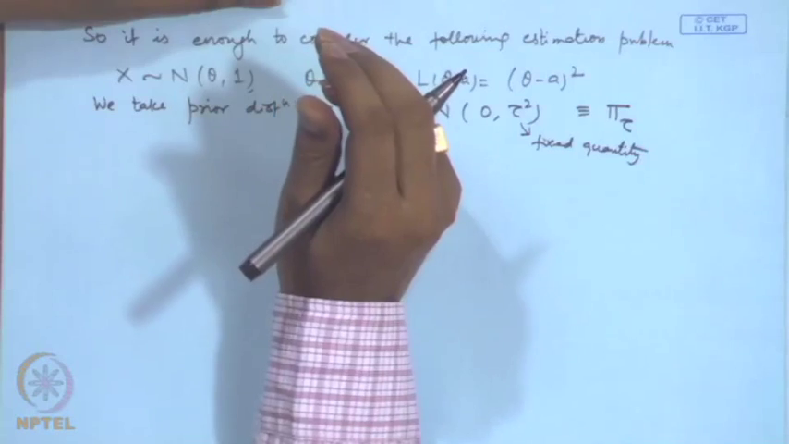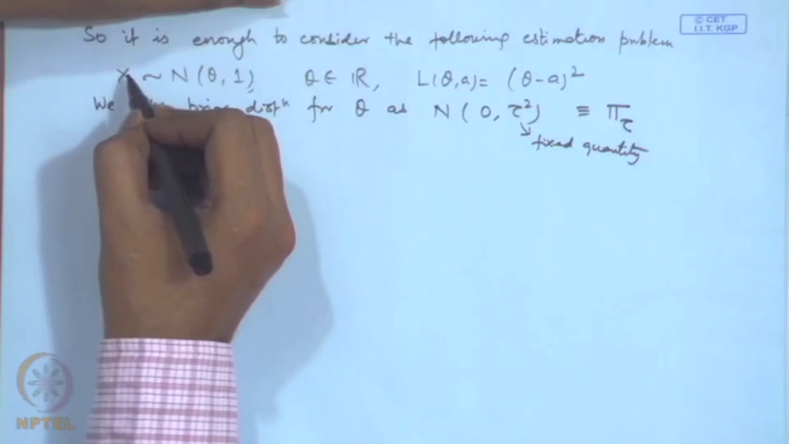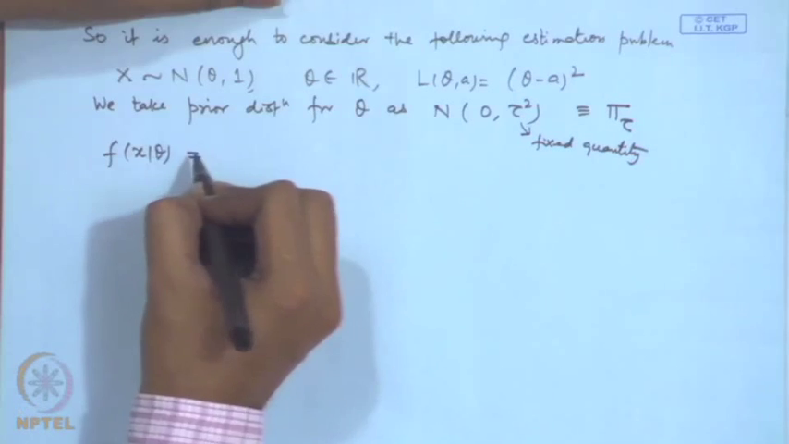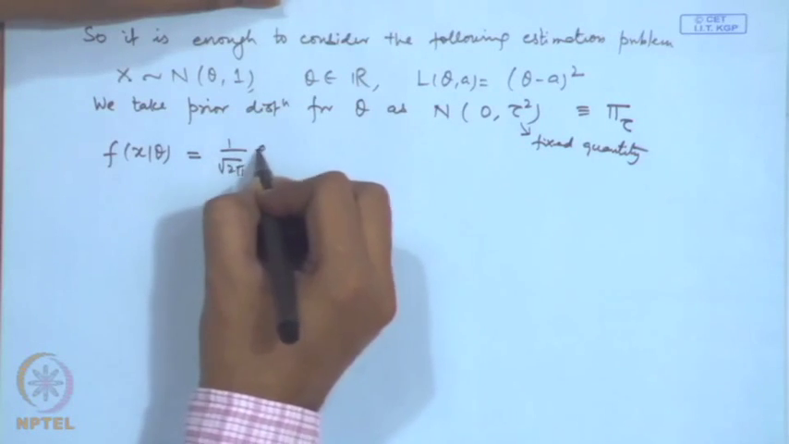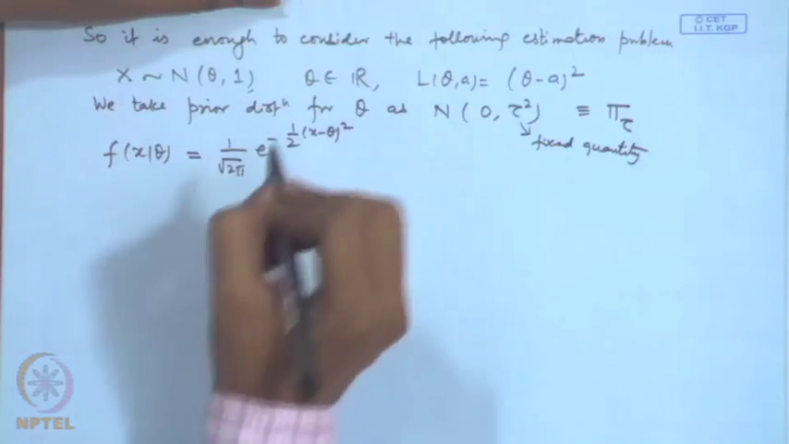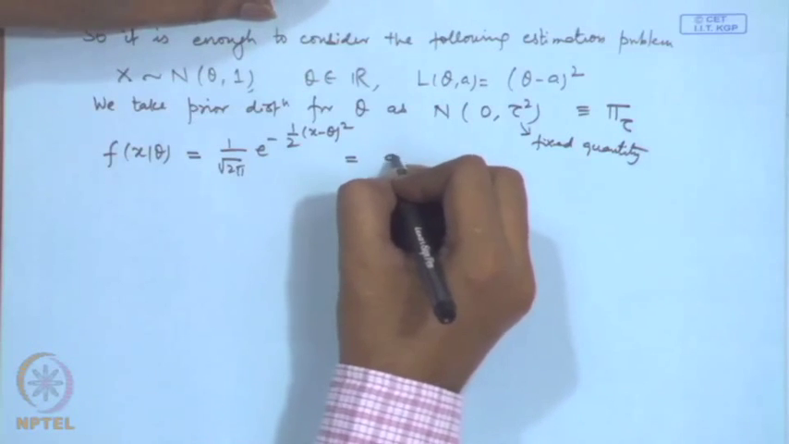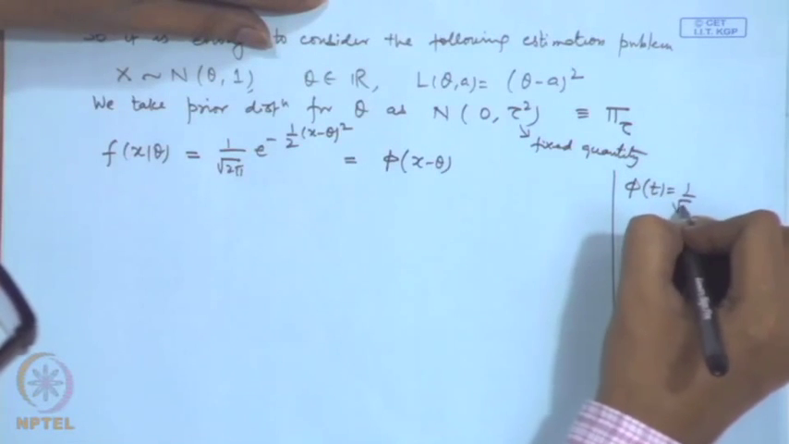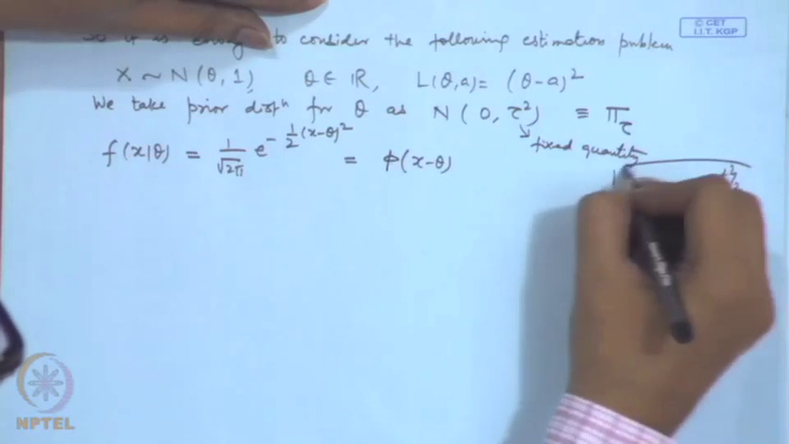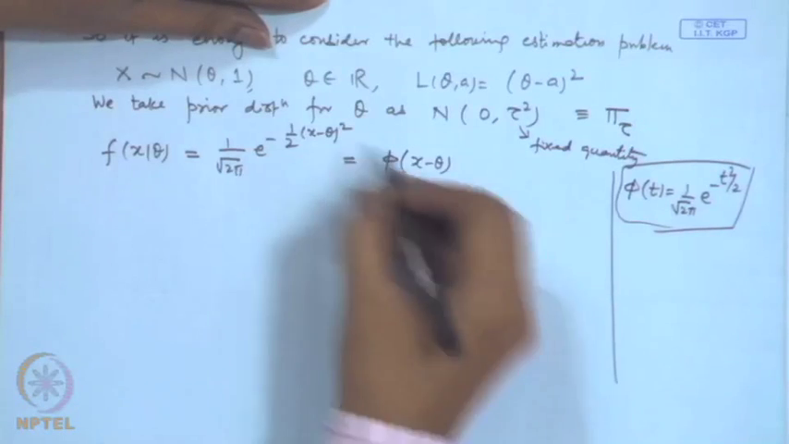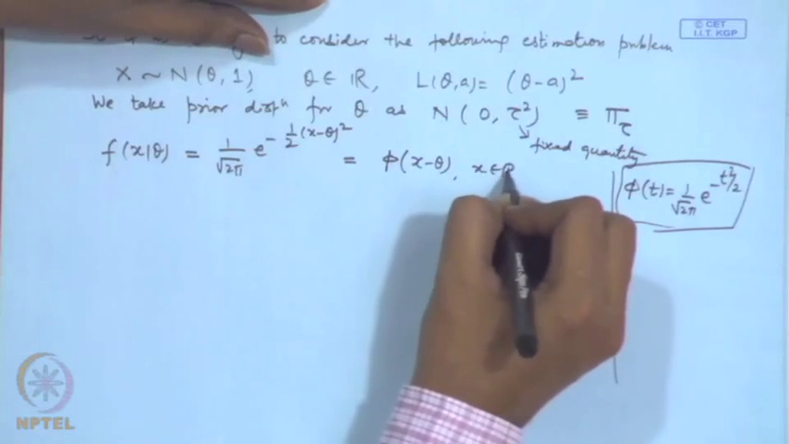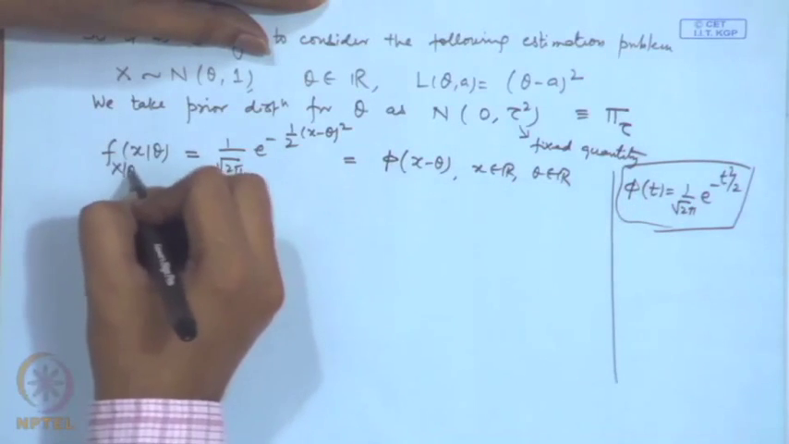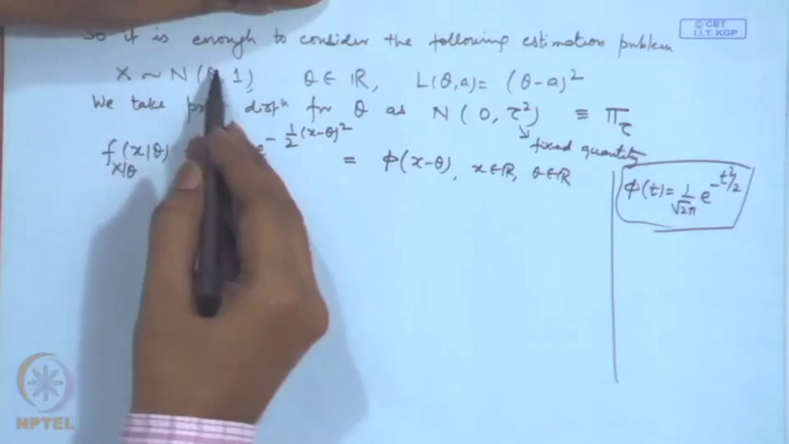Now, in order to calculate the Bayes estimator, we need to calculate the posterior distribution, that is the conditional distribution of theta given x. So, we write down all the models here. The distribution of x will be considered as the conditional distribution of x given theta. So, the probability density is 1 by root 2 pi e to the power minus 1 by 2 (x minus theta) square. We will use the phi notation here, phi of (x minus theta), where phi denotes the probability density function of a standard normal random variable. This notation will simplify these calculations. Here x is any real number and theta is any real number.